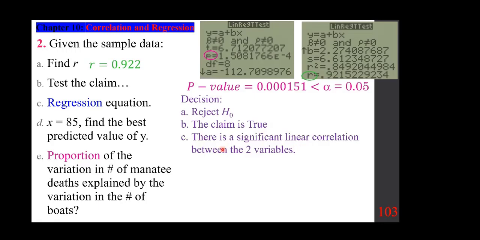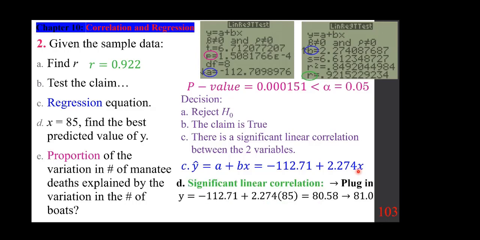Because there is a linear correlation, then we can use the regression line. So we need to know what's the regression equation. Look at A and B. Here's the regression equation. Therefore, in part D, we can use this formula and replace the x with 85. So we plug in. Because we are dealing with a discrete value, an integer, a whole number, we round this accordingly. When we round it to the nearest whole number, it becomes 41.